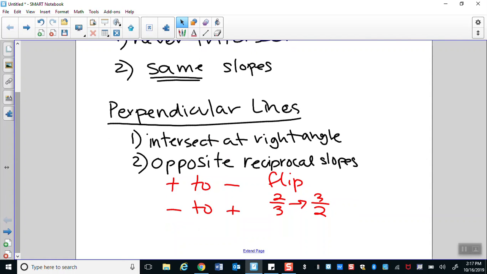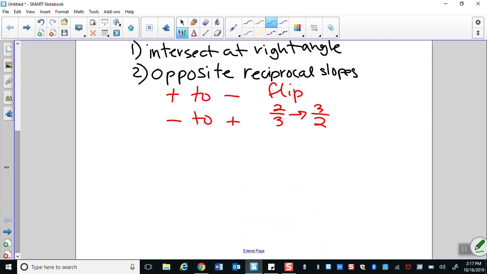Let's do a couple of examples of what that's going to look like. If I give you a slope of 1/2, remember this symbol means perpendicular. The slope that's perpendicular to that is, since this is positive, it would be negative. And if I flip that fraction, it becomes 2 over 1, which is the same as 2.